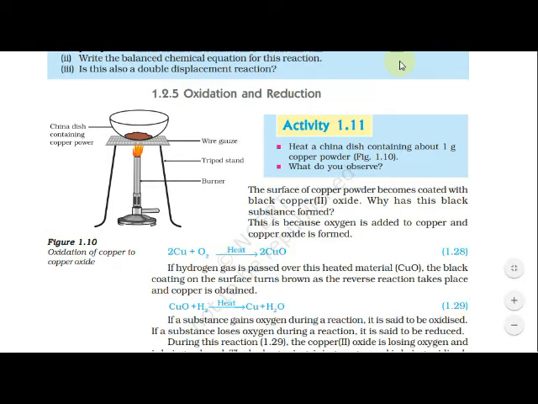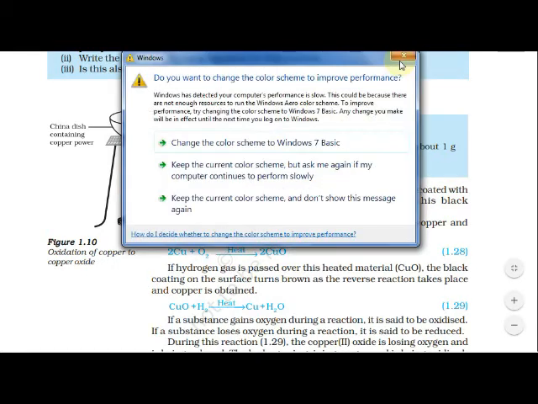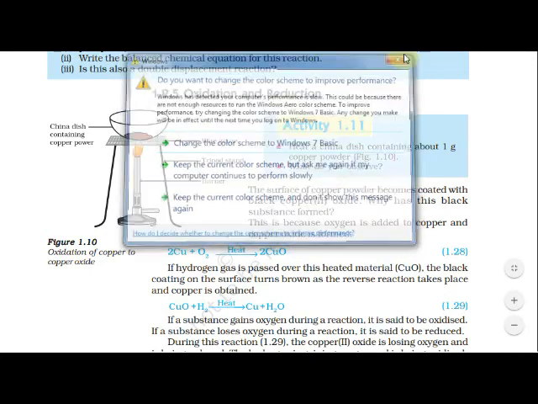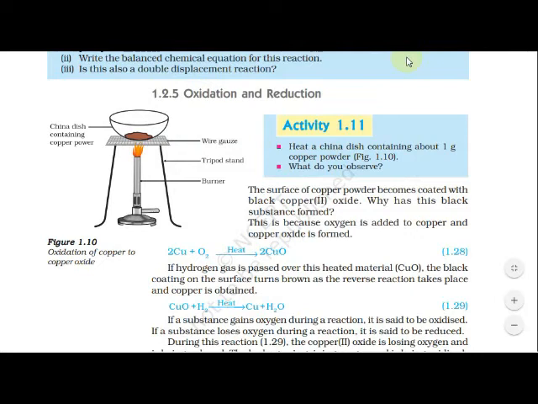Because oxygen is added to copper, copper oxide is formed. That is why black coated copper oxide is seen in the evaporating dish. It is given here. Yes or no? This is the coating. Here a red colored powder is given, and this powder is coated with the black colored substance, and this black colored substance means copper oxide.